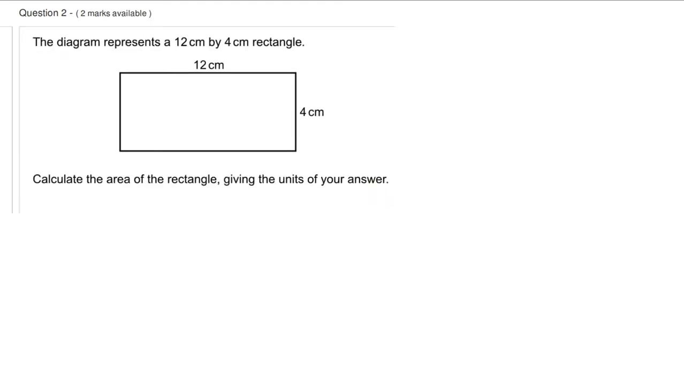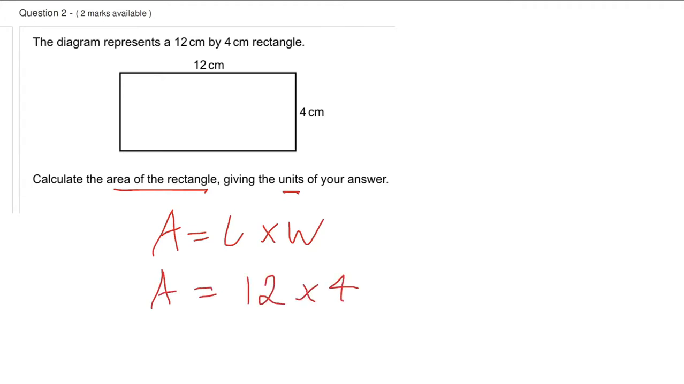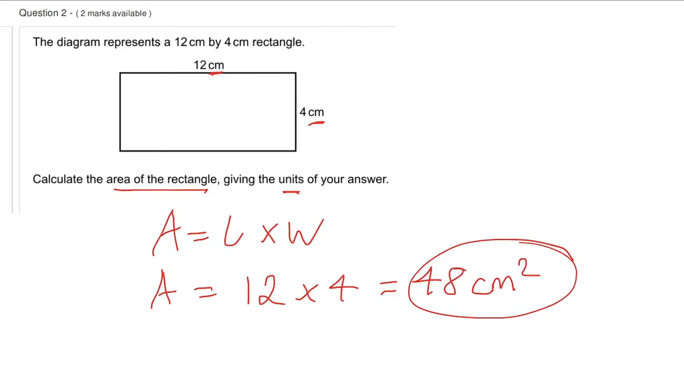Now moving on to question 2, the question has asked us to find the area of the rectangle and to give the units as well. So area of a rectangle is equal to length times width. So the area is equal to 12 times 4, which is equal to 48. Again, remember your units, they are both centimeters for length and width. So we've got 48 centimeters squared, and that is our final answer.